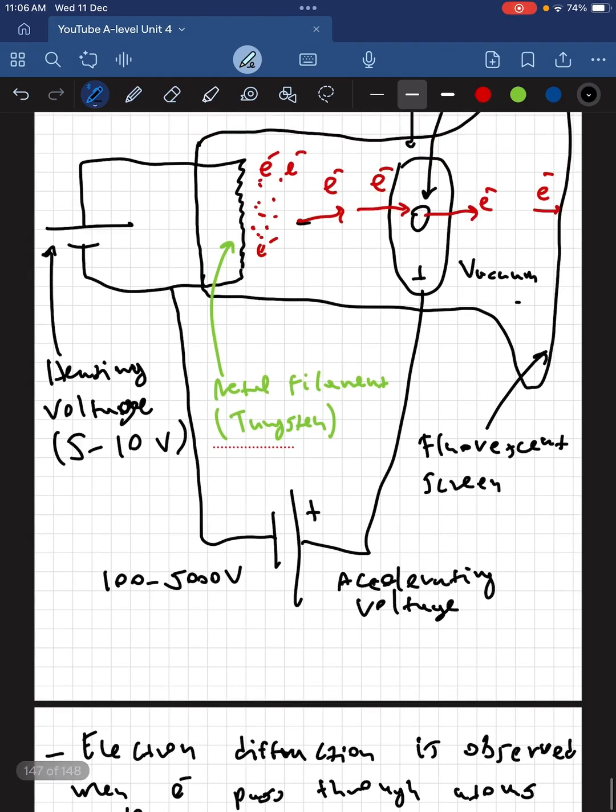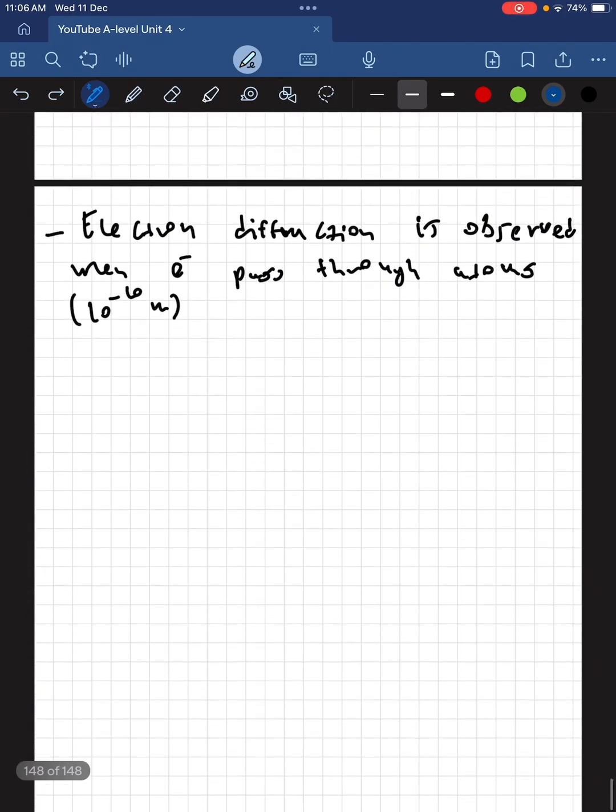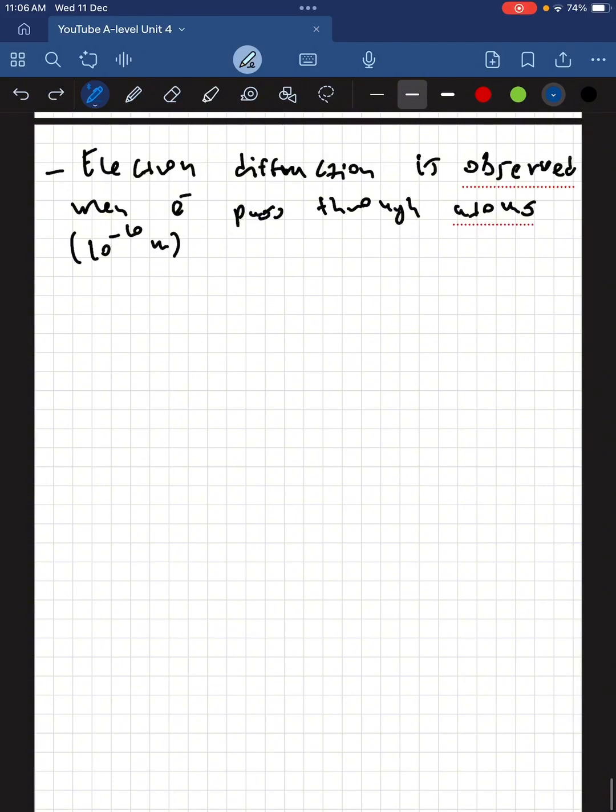So if the hole is like 1 millimeter, you're not going to see electron diffraction. But one thing you can do is put maybe some material in that hole, maybe carbon, and then the electrons will pass through carbon and you will see diffraction phenomena, okay? But the electron gun is set up so that that hole does not allow for electron diffraction to happen.